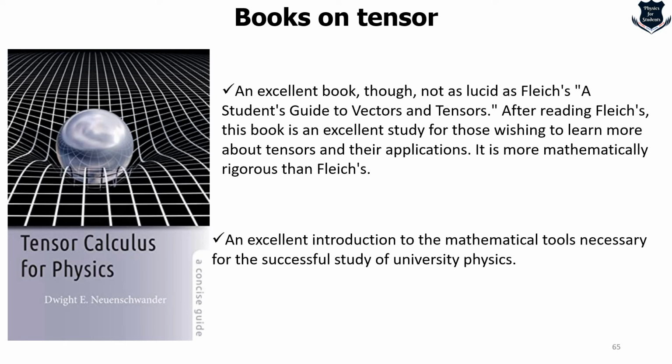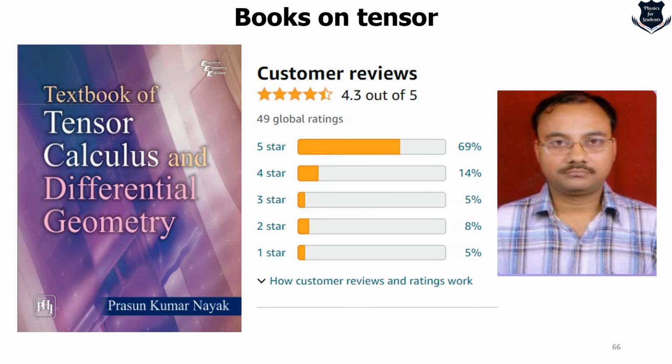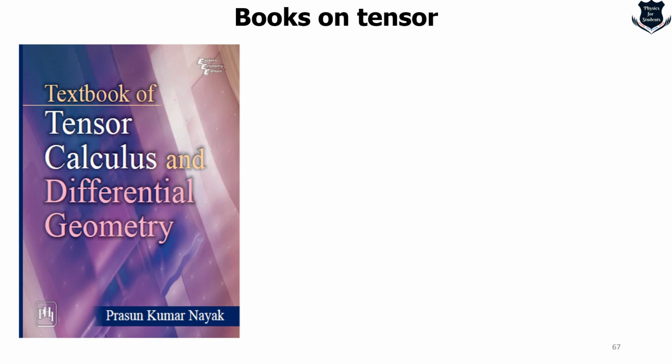And it is an excellent book because it will give you the mathematics that you need to know. Now, after going through Tarapov and Neuenschwander and then Fleisch, we come to a very popular but a very good book by an Indian author, Prasun Kumar Nayak. And I actually contacted him. He's a teacher in applied physics and mathematics in India. And this book, Tensor Calculus and Differential Geometry, I would say is an amazing book. Now, why am I calling it amazing? Because not only will you learn tensor calculus, but things which are connected with tensor calculus and differential geometry will also be covered in a nice way.